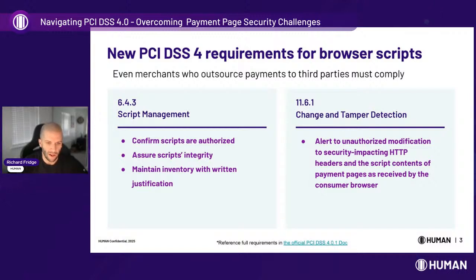And then when it comes to 11.6.1, this refers to, as I say, change and tamper detection. And again, the ability to have a mechanism to alert on unauthorized modifications to specifically security impacting HTTP headers and the script contents of payment pages, again, as received by the consumer browser. So if you're running and using security impacting headers, you have to be able to be alerted to the fact that if they change, and then be able to make sure that that change was valid and justified and not an attack or maybe an error. So that's those requirements at the highest level.